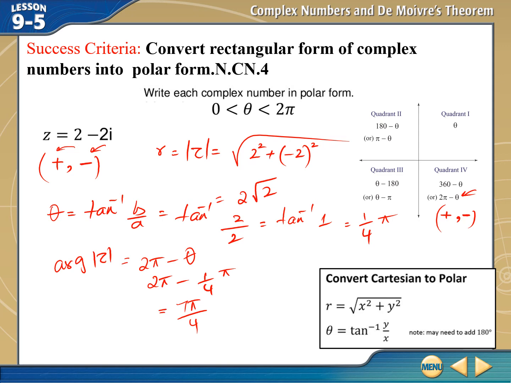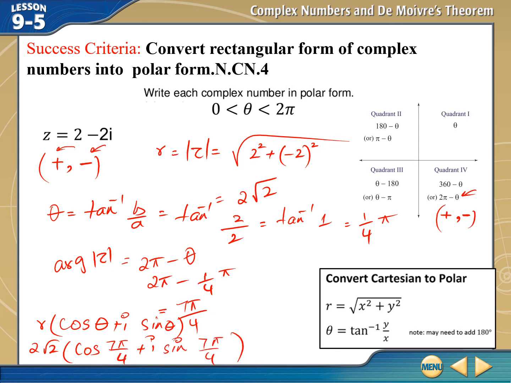Now write down finally the answer, r cosine theta plus iota sine theta. Now r is 2 square root 2, then cosine, and our theta is 7 pi over 4, plus iota sine, and then again the theta is 7 pi over 4. So this is the answer.